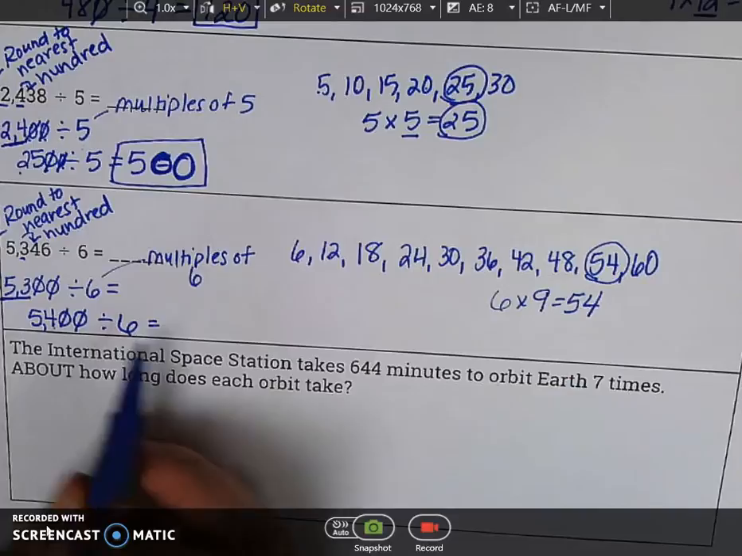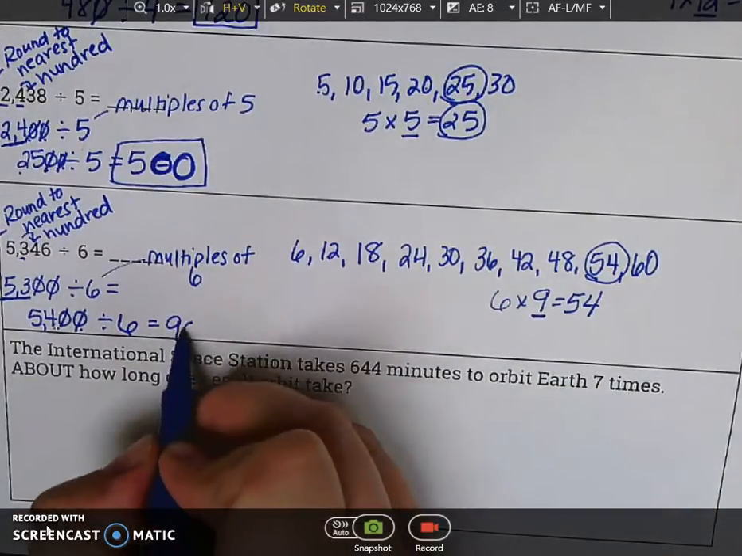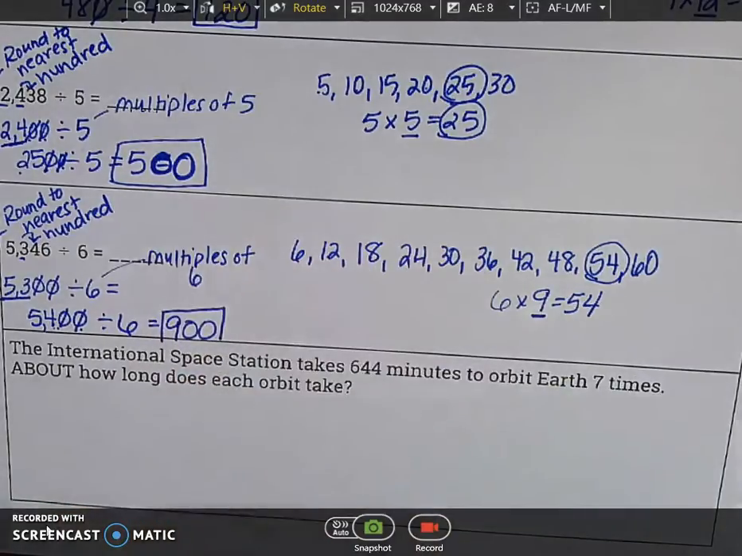So 54 divided by 6 would be 9. Add those 2 zeros back on. My estimate would be about 900.